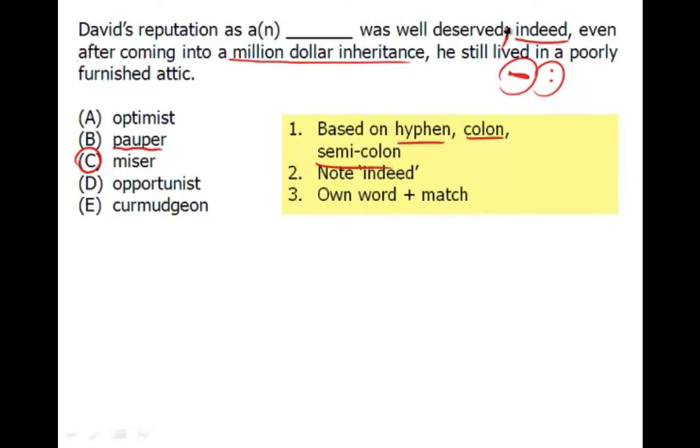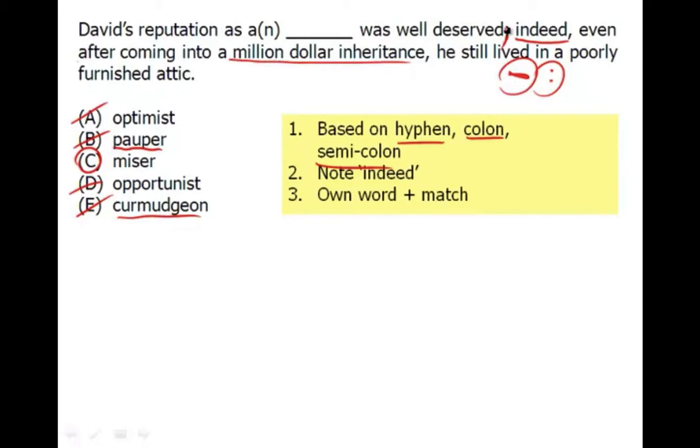You may, though, have been trapped by the word pauper. A pauper is simply a poor person. David, however, lives like a poor person but is actually rich. So we get rid of that. Clearly not optimistic. Opportunistic, he's not that either. That means I'm trying to always seize the opportunity. And then finally, we have this fun word here, curmudgeon. We don't, of course, need to pick it because we have our answer C, miser, but curmudgeon means somebody who is grumpy. So again, we can get rid of it. But again, we're following the basic steps.